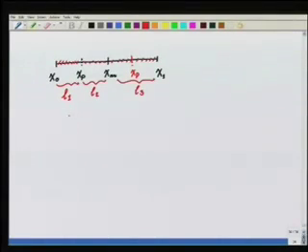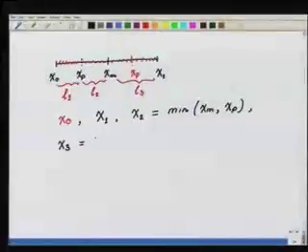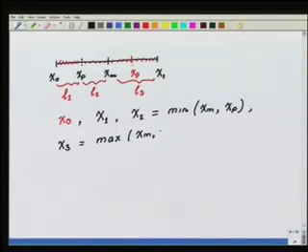So we will find the 3 points. x0 is fixed. x1 is fixed, x2 is equal to the minimum of xm and xp, and x3 is equal to the maximum of xm and xp. Okay.